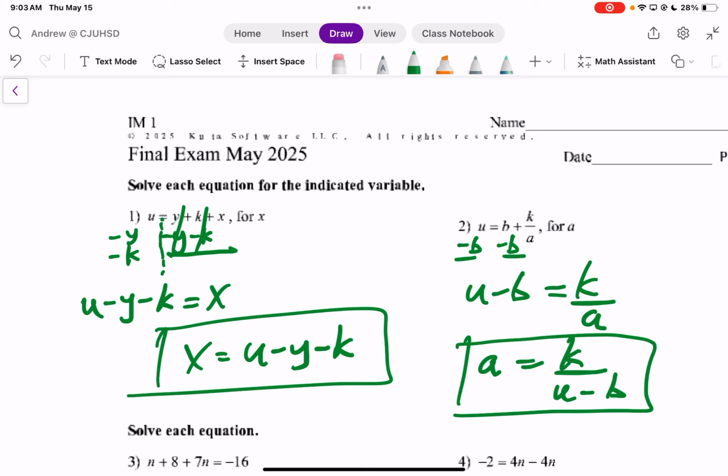So the addition and subtraction ones tend to be easier, right? And this would be probably the hardest one.